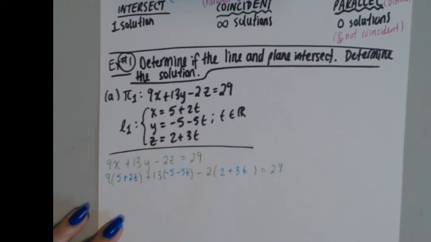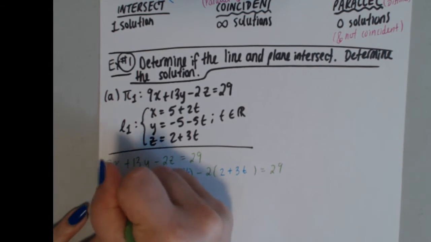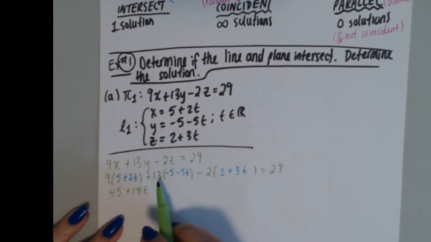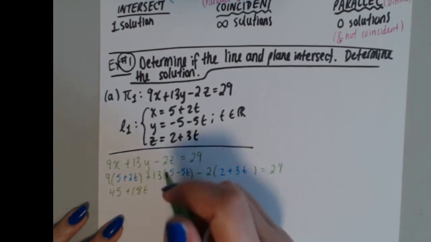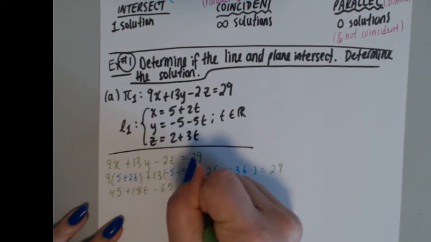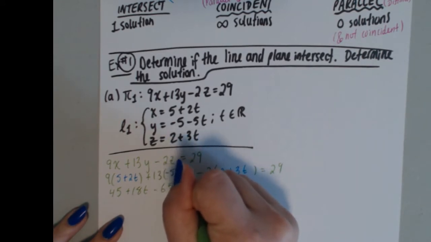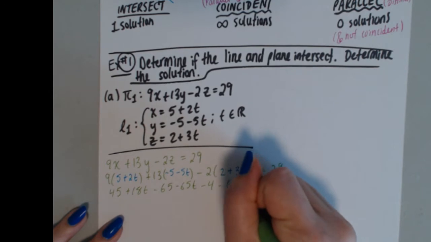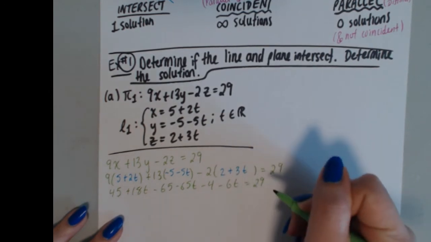I just have to expand the values at this point. All right, 9 times 5 is 45. 9 times 2 is 18, so that's 18t. 13 times 5, break that up into 10 and 3. 10 times 5 is 50. 3 times 5 is 15. 50 and 15 makes 65, but accounting for that negative sign, you get minus 65. So there's that same product again. So you have minus 65t minus 4 minus 6t equals 29.